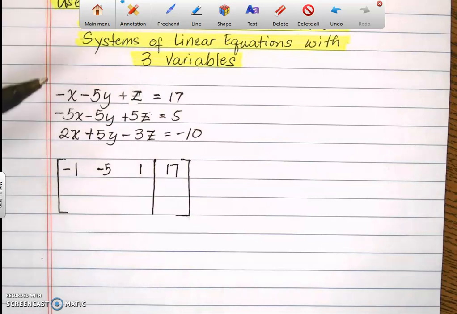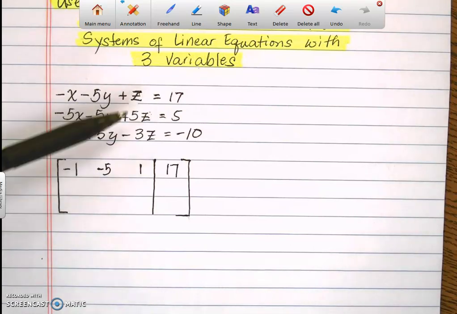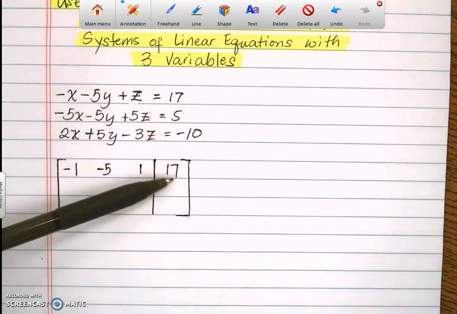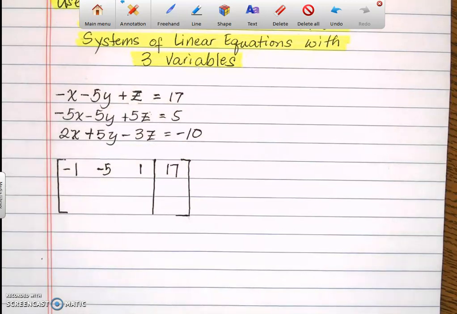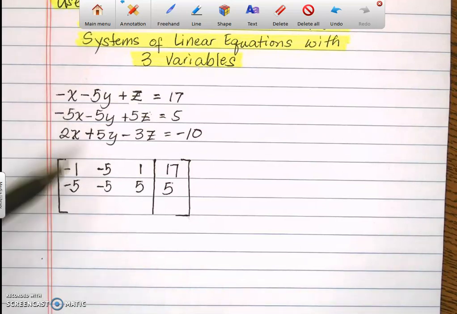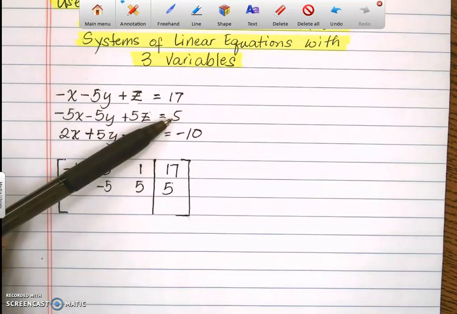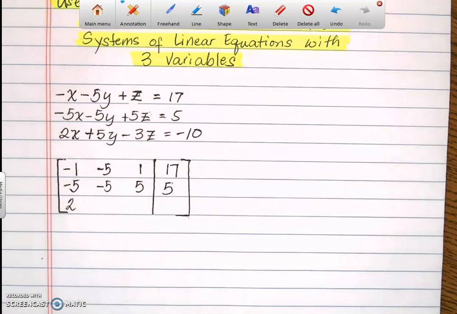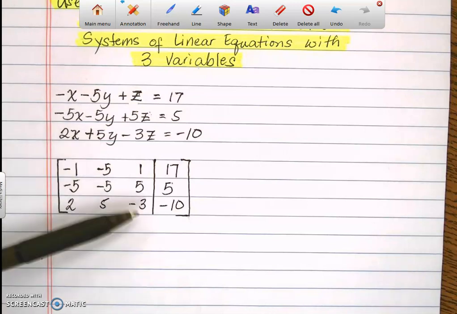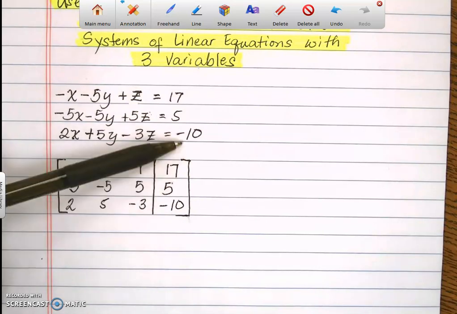All right, so let's just discuss this for a little bit. So negative x has a coefficient of negative 1, and you have negative 5, and you have positive 1, and then the 17. Let us now create rows of numbers for the second equation. Okay, so this negative 5 came from here. This one is from here. This is from here. And this 5 is from here. Now let's create the third row. So this 2 came from here, 5 came from here. Negative 3 is from here. And negative 10 is from here.